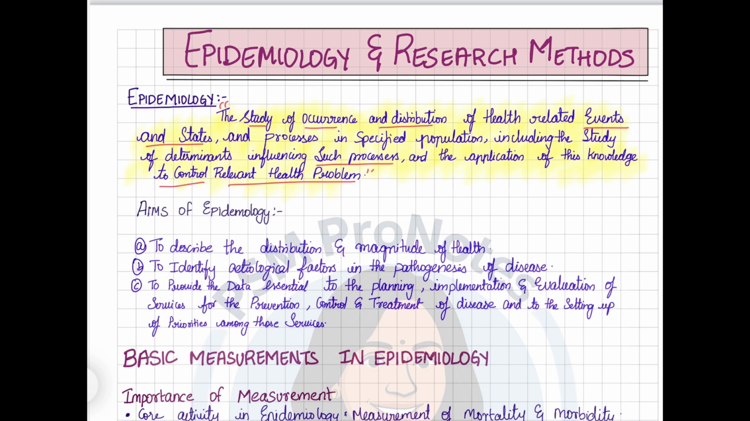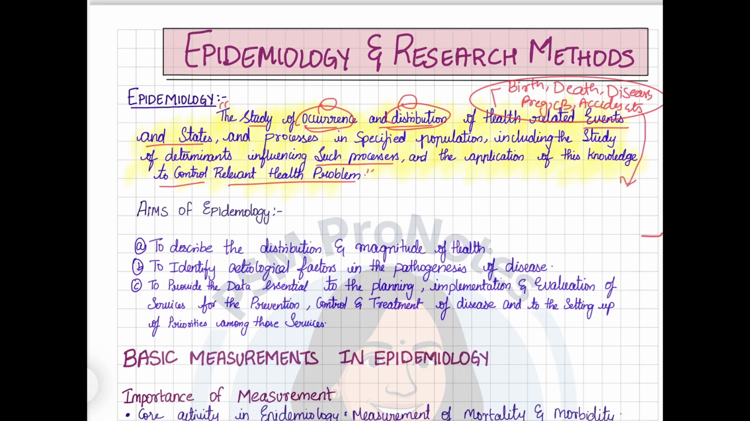What is epidemiology? Epidemiology is the study of occurrence and distribution of health related events and states. So what are health related events and states? They are birth, death, disease, pregnancy, childbirth, accidents, etc. These are the events and states. These are occurrence and distribution. The study of occurrence and distribution of these health related events and states and processes in specified population.